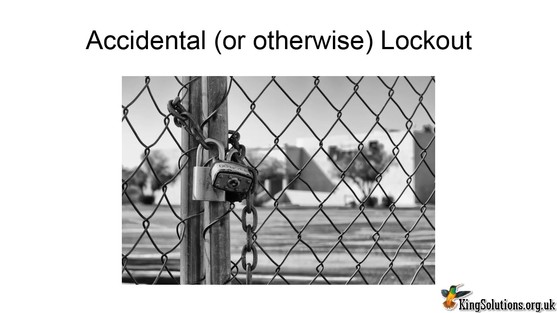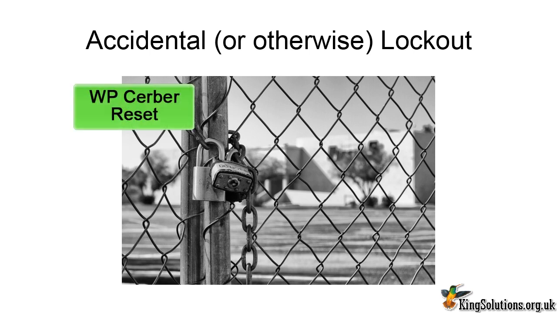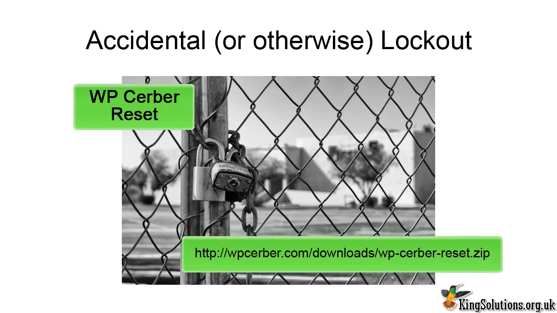There is a major problem with this type of application. What can you do if you accidentally, or otherwise, get locked out? Well, there is a special version of the plugin called WP Cerber Reset. This version performs only one task. It will reset all WP Cerber settings to initial values, excluding access lists, and then deactivate itself. If you accidentally lock yourself out, you can copy the WP Cerber Reset plugin to your site's plugins folder. A link to the utility is below the video.